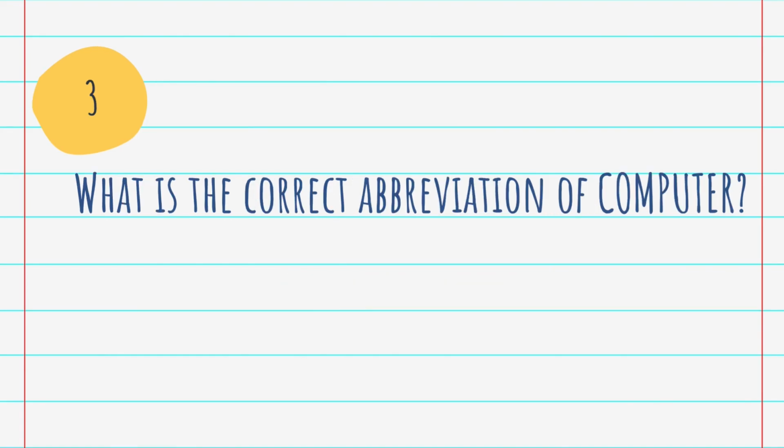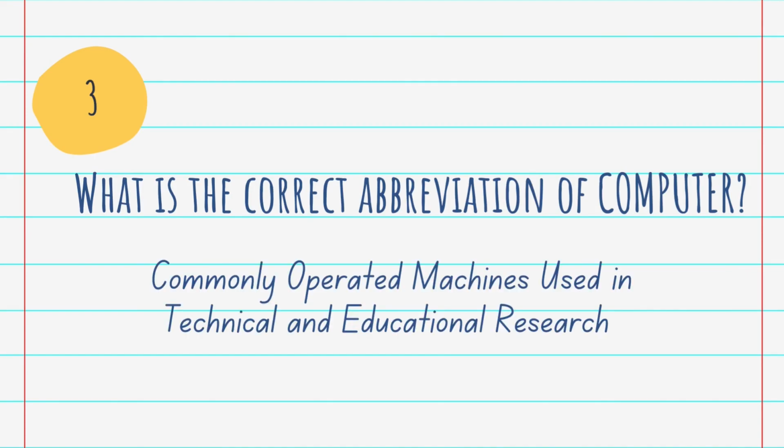Question number 3 is, what is the correct abbreviation of computer? Commonly operated machine used in technical and educational research is the correct abbreviation of computer. It was thought that a computer is a device that is used to perform calculation. So the word computer also relates to the word compute, which means to calculate.